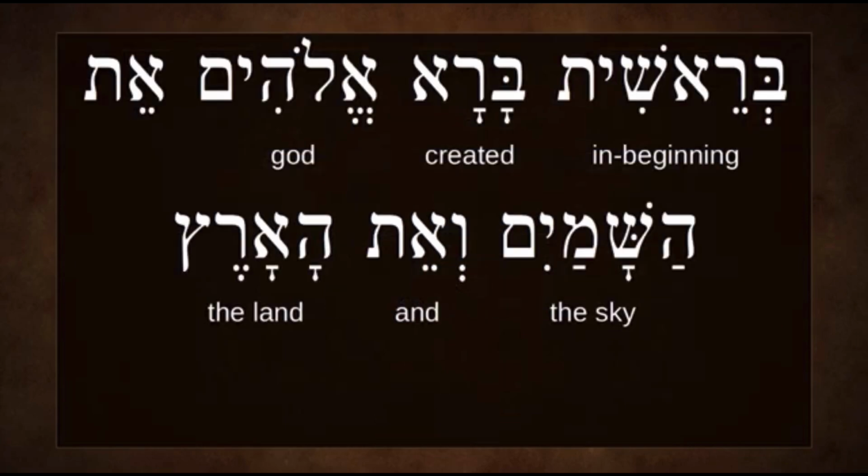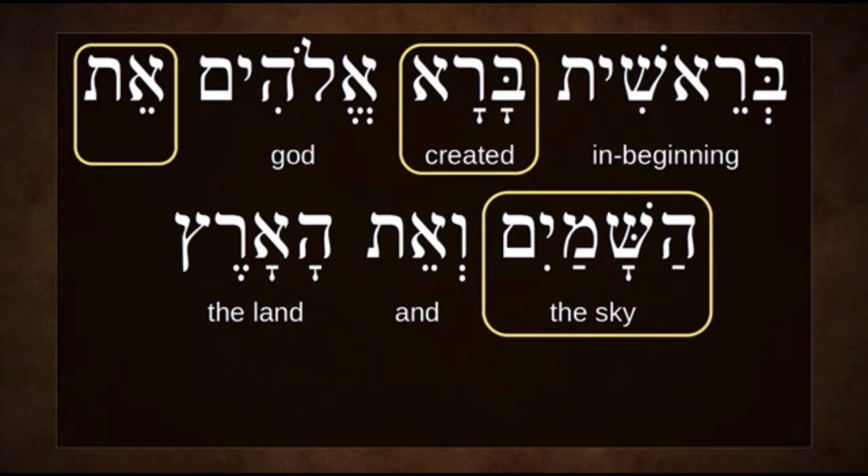So now that we've looked at each individual word, let's put this sentence together. Bereshit means something like in beginning. Bara is our verb. It means created. Elohim means God. Et tells us that the next word is the object of this sentence, and that next word is ha-shamayim, which means the sky. So if we connect that to our verb, we know that this is telling us that something created the sky.